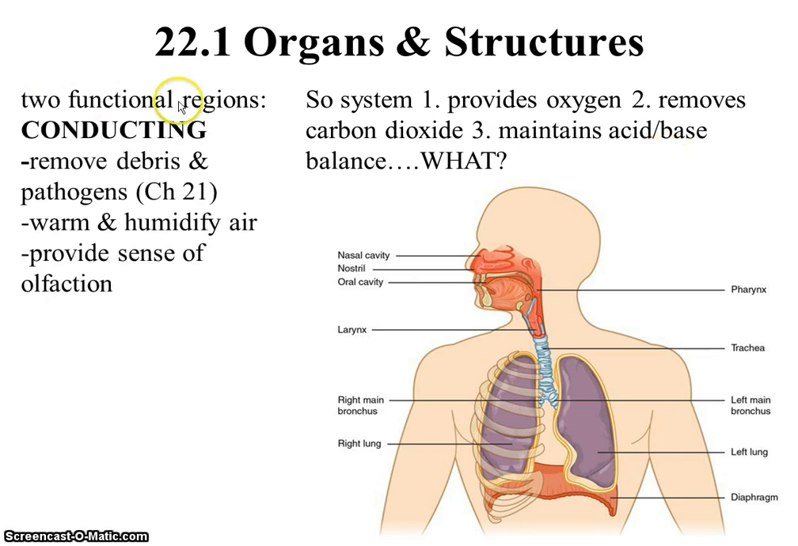So the two divisions, as I've alluded to here, are conducting, and this is going to deal with ventilation, so moving the air in and down to the alveoli, and moving air out. The conducting division also removes debris and pathogens. We have modifications to these tubes which help us, including lots and lots of mucus and macrophages. It has to warm and humidify air. So again, air out here that we're pulling into the body has to be at the right conditions.